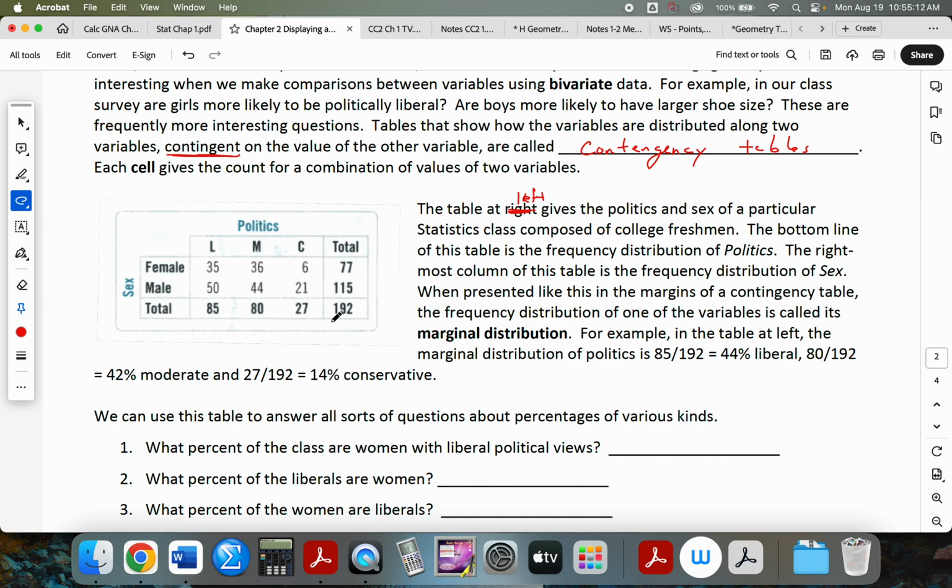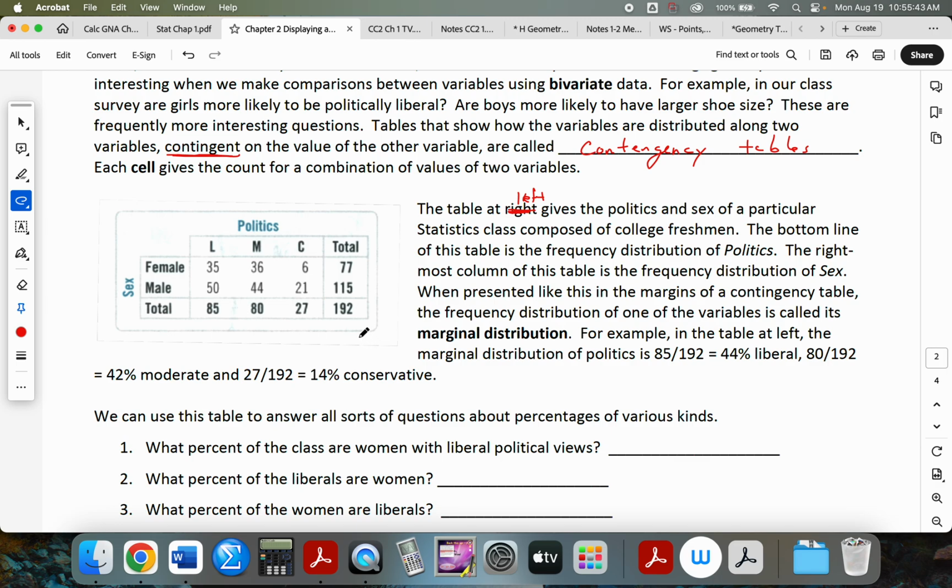The rightmost column is the frequency distribution of sex. There were 77 females and 115 males. When it's presented like this in the margins of a contingency table, this is called a marginal distribution. So the contingency table itself is actually just this part. And then when you add on the margins, you get the marginal distribution.